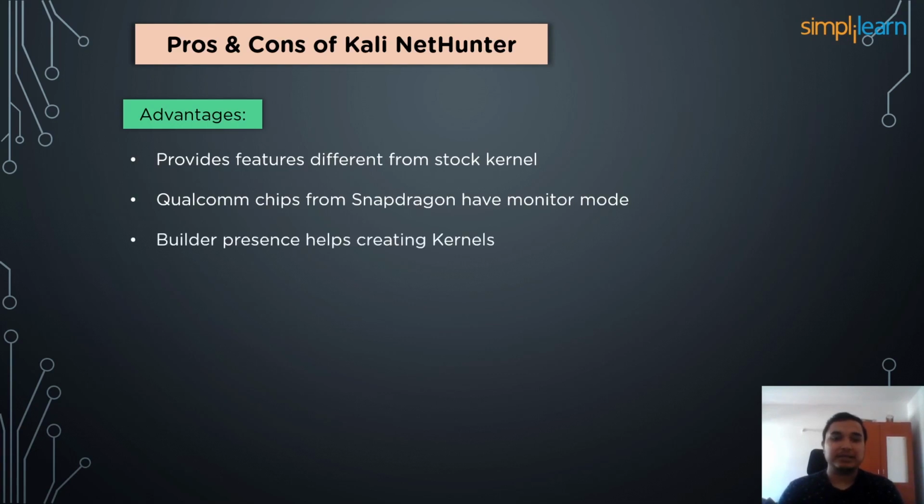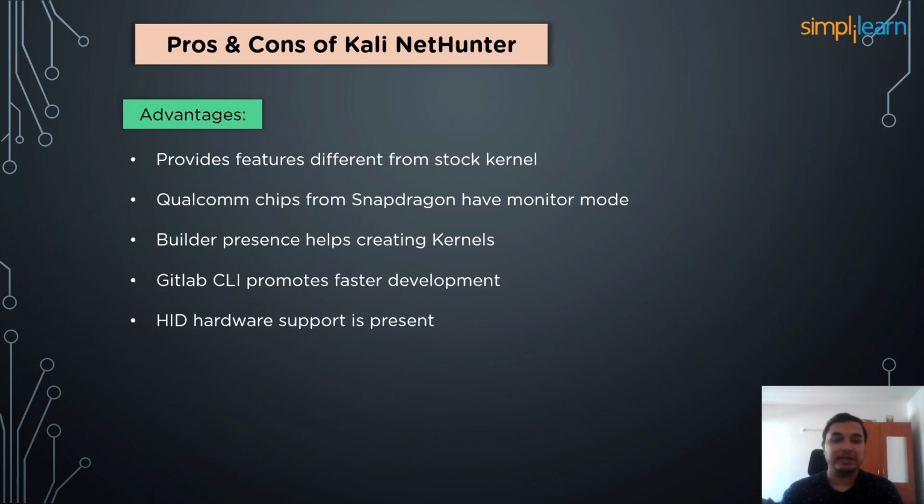The kernel builder's presence assists the easy creation of kernels that are not yet available to the public. Similarly, the use of the GitLab CLI, or command line interface, speeds up the release timelines. It allows the input of other developers, making the bug squashing process easier and the development of the tools more collaborative. The human interface device hardware is fully supported by default, but it must be enabled and configured through user space controls.